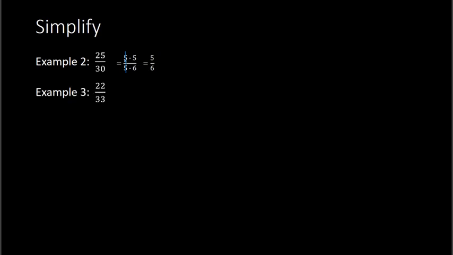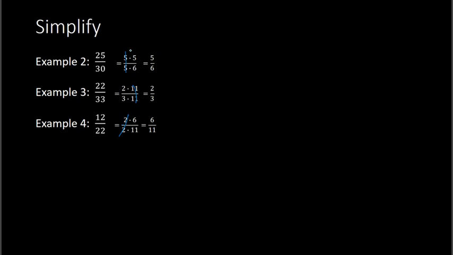Okay, next we have 22 over 33. 22 would be 2 times 11. 33 is 3 times 11. I can divide the 11s out, so I'm left with 2 over 3 as my solution. Okay, 12 over 22. 12, we can think of that as 2 times 6. 22 is 2 times 11. I can divide the 2s, and I'm left with 6 over 11.